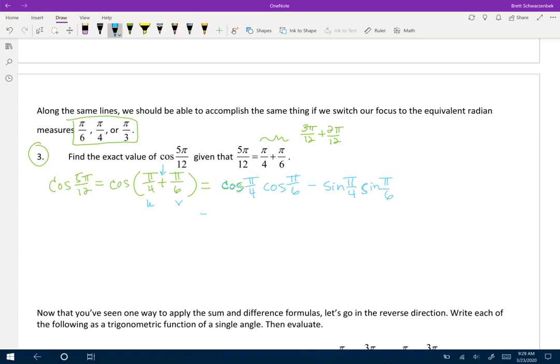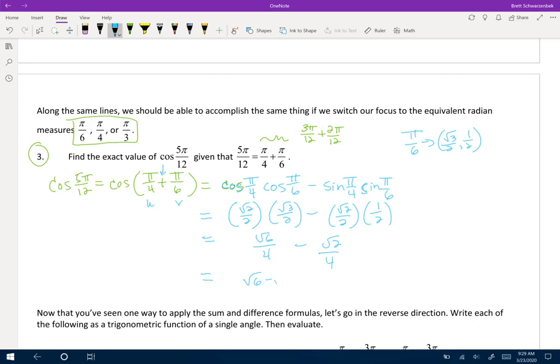So if you know your trig, you know all these values pretty quickly. So any pi over 4 angle is root 2 over 2, root 2 over 2, if it's in the first quadrant for x or y, for sine or cosine. If you have the cosine of pi over 6, remember pi over 6 again is root 3 over 2, 1/2. So the cosine is going to be the x coordinate, and the sine is going to be the y coordinate. So we just have to plug in our minus sign here. If we do the math, we're going to get root 6 over 4 minus root 2 over 4, which is going to be equal to root 6 minus root 2 over 4.